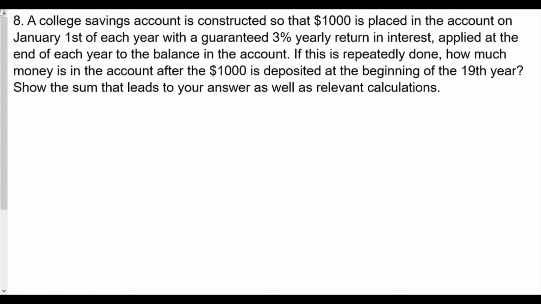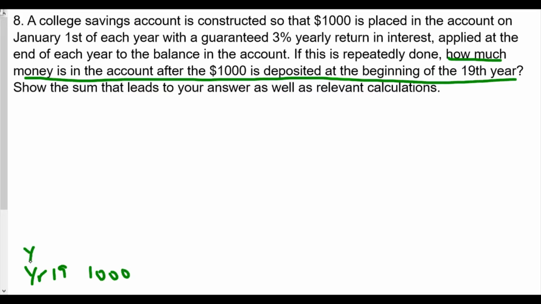All right. So, January 1st of our first year, right? Well, I'm actually going to work backwards here. The whole idea is: how much money is in the account after $1,000 is placed at the beginning of the 19th year? So it's not at the end of the 19th year, but the beginning of the 19th year. So at the beginning of year 19, we have $1,000.